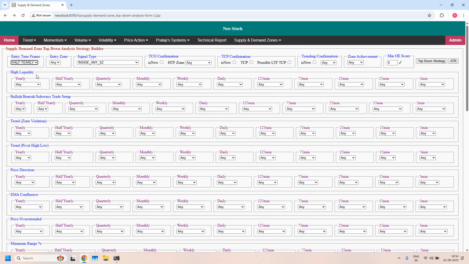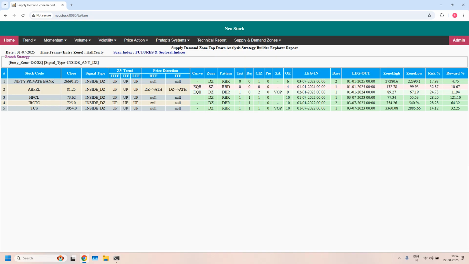Next time frame, half yearly. Stocks near the half yearly demand zone, no stocks. Stocks near the half yearly supply zone, also no stocks. Next, price closed inside the half yearly demand zone. We got 5 stocks.